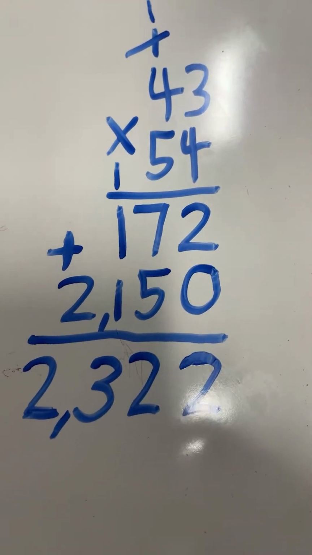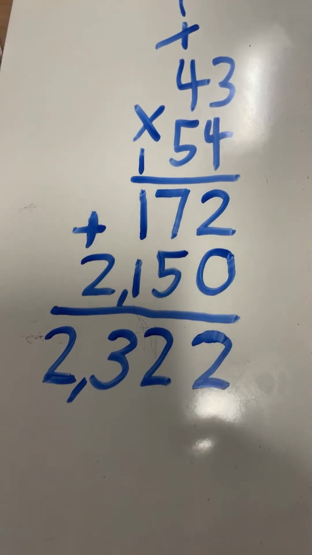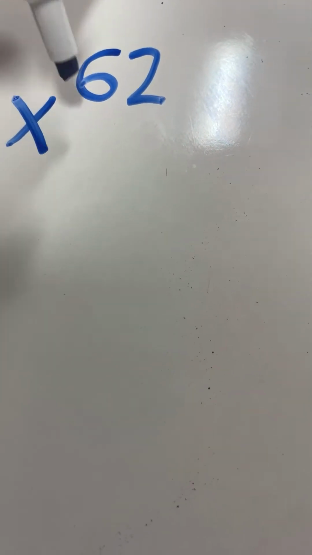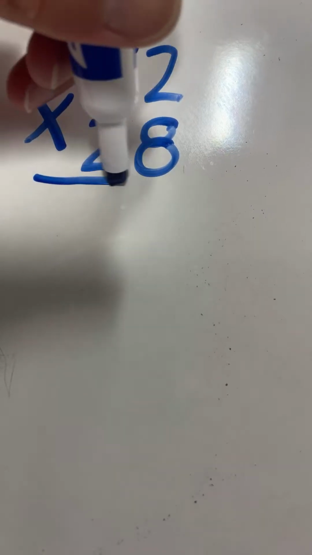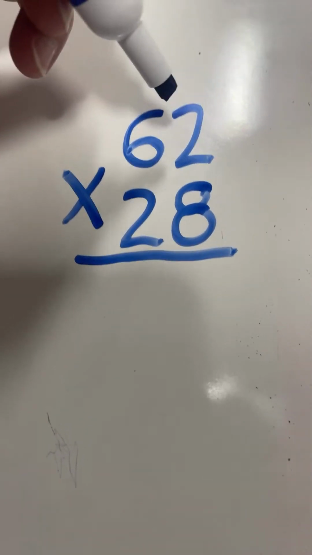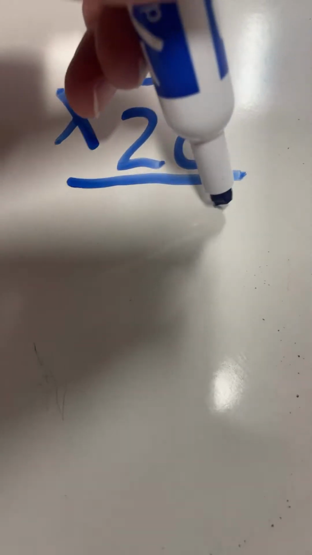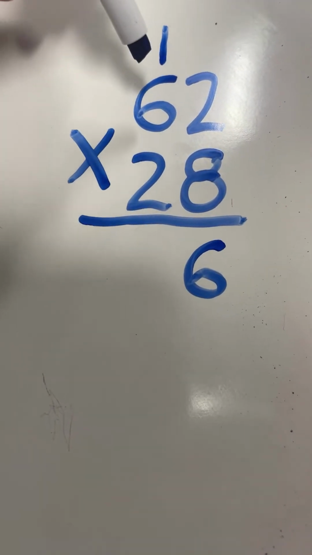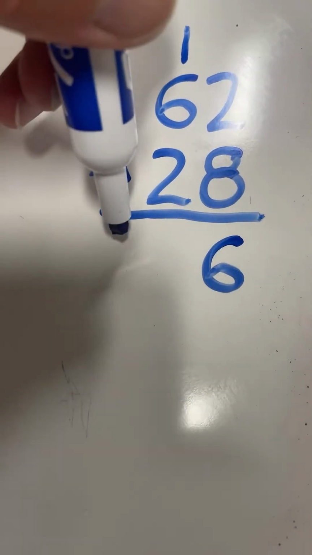All right, moving on to example number 4. 62 times 28. Step 1, I'm going to multiply the digits in the ones place. 2 times 8 equals 16. 6, carry the 1. 6 times 8 equals 48, plus 1 equals 49.